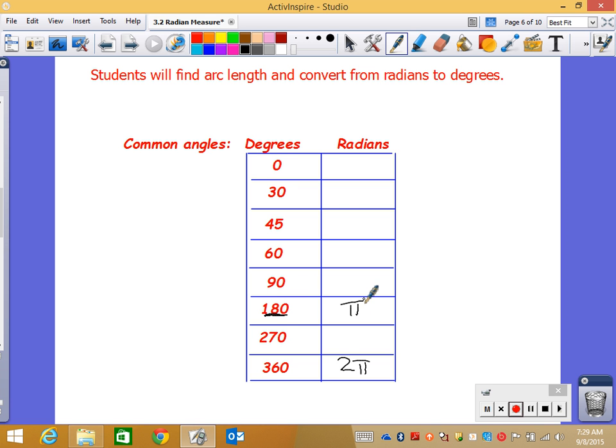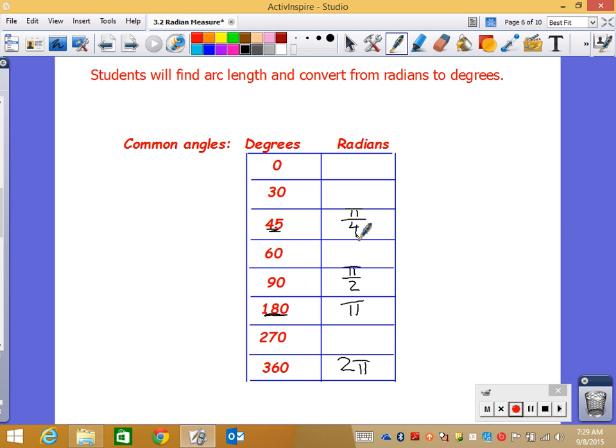Now we can divide that by 2 again to get 90 degrees. So we divide pi by 2 again, and we get pi over 2. We can divide that a third time by 2, so we get 90 divided by 2, or 45. Divide pi over 2 again by 2, and we get pi over 4.